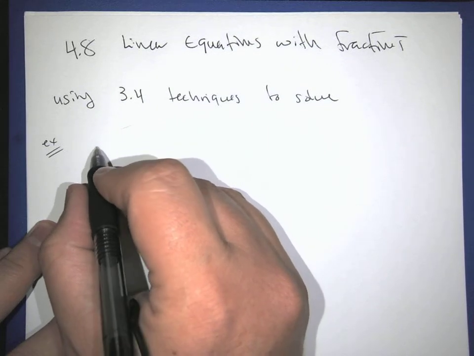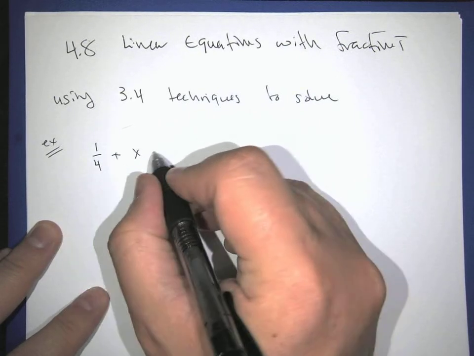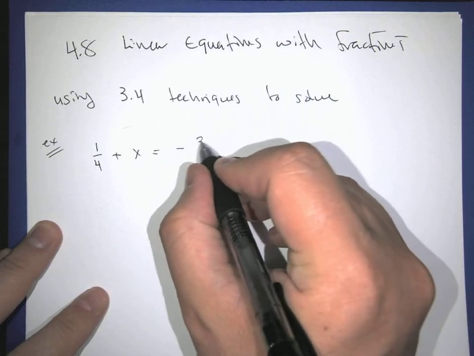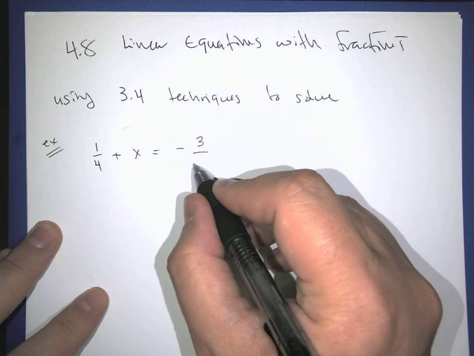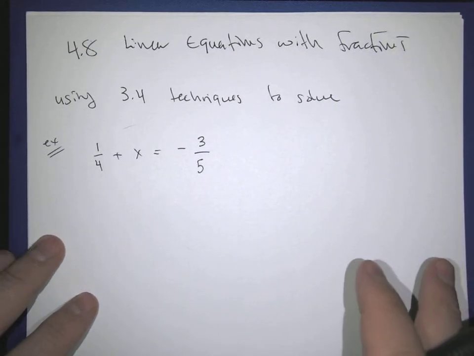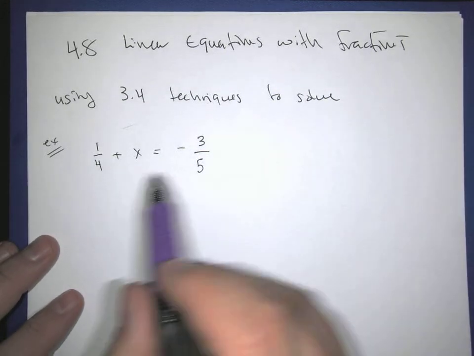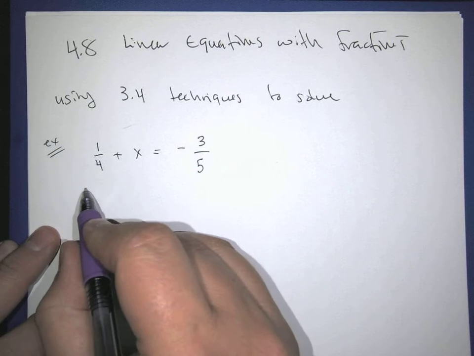So how about something like 1/4 plus x equals negative 3/5 or something, right? This is about as simple of an equation as we could get. This is really what we would call a one-step equation, right? We really just need to do one thing to solve it. And that is, we're trying to solve for the x, so we just need to subtract this 1/4 from both sides.